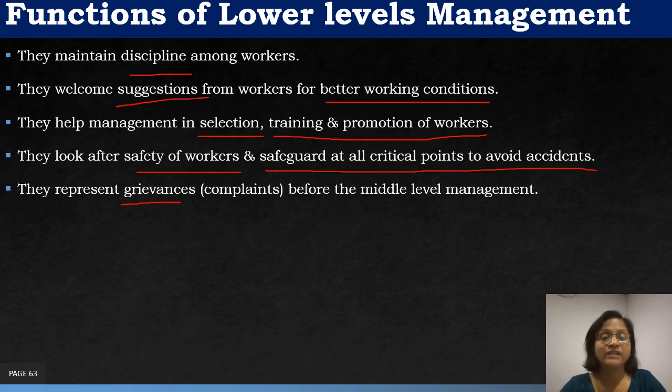They prevent grievances, and they represent grievances before the middle level management. What is the meaning of the word grievance? Grievance means complaint.